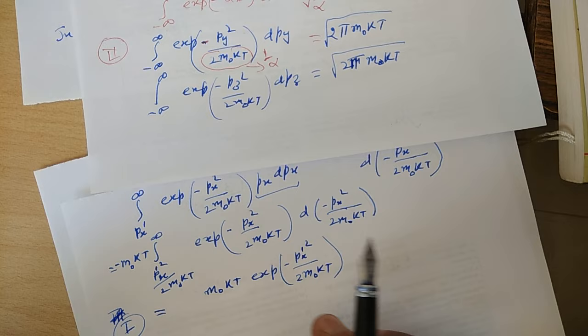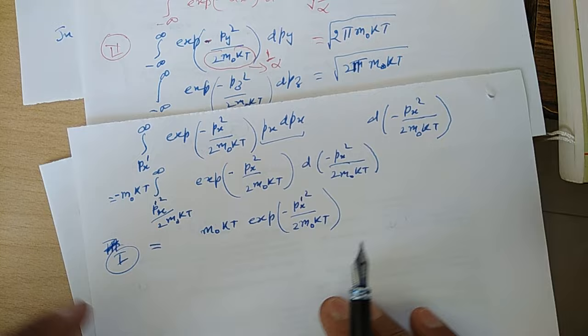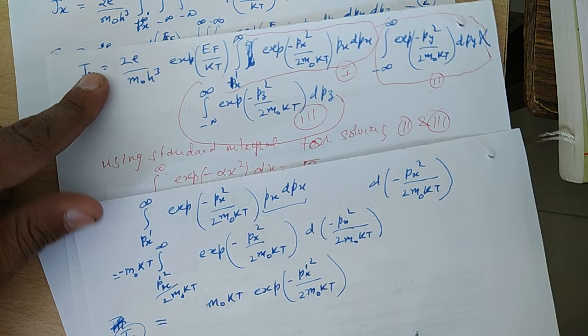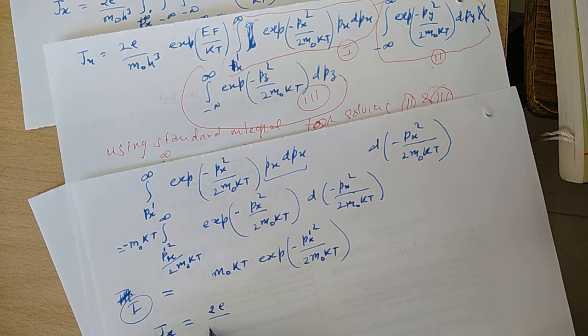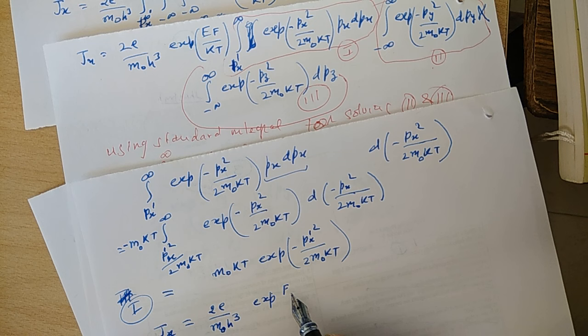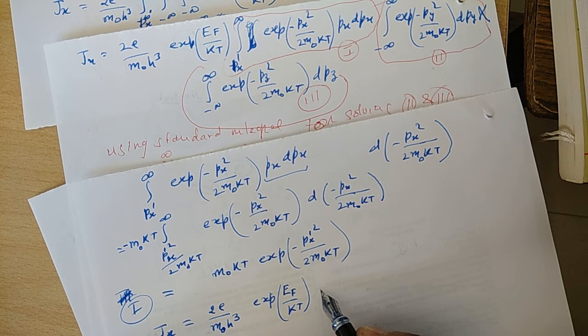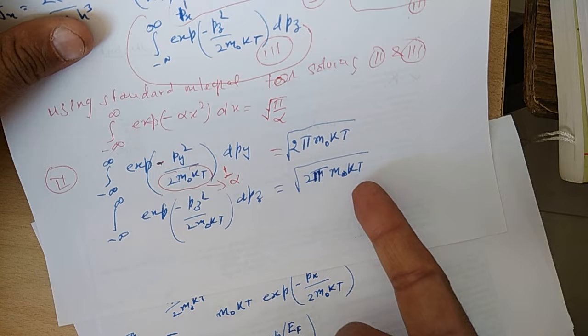So now we got the values of all these three integrals. Now I will substitute the value of jx. What will be the value of jx? It is 2e by m naught h cube exponential e f by kt. And the value of these two integrals is 2 pi, 2 pi. So here we get 2 pi m naught kt.